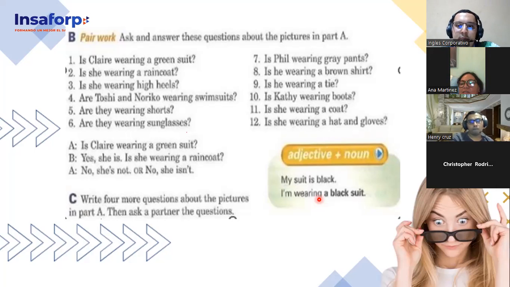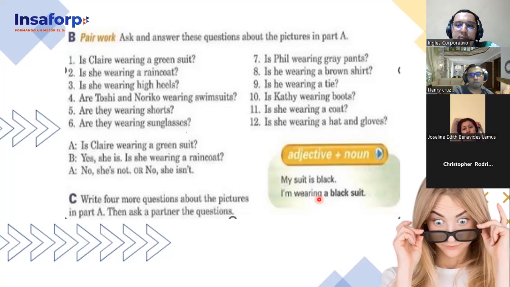Let me see this. I have a question, teacher. Oh, Jocelyn, yes, tell me. Because the sentence is different: "sweet is black" and the second sentence "black sweet." Okay, in this case, it does. Have you heard about something called word order?